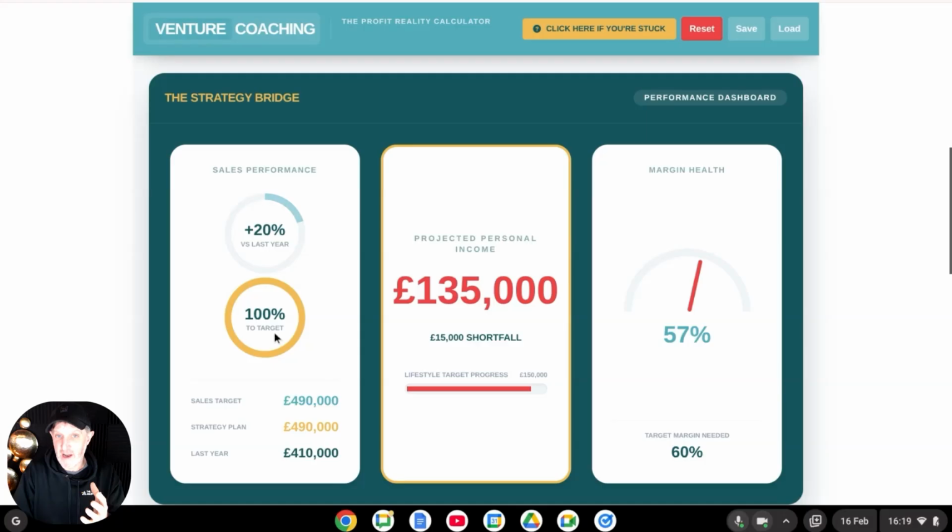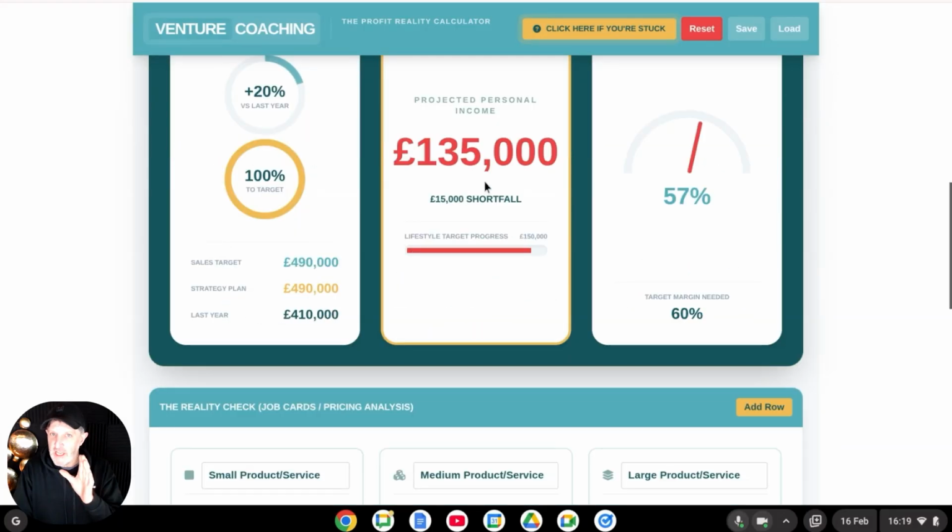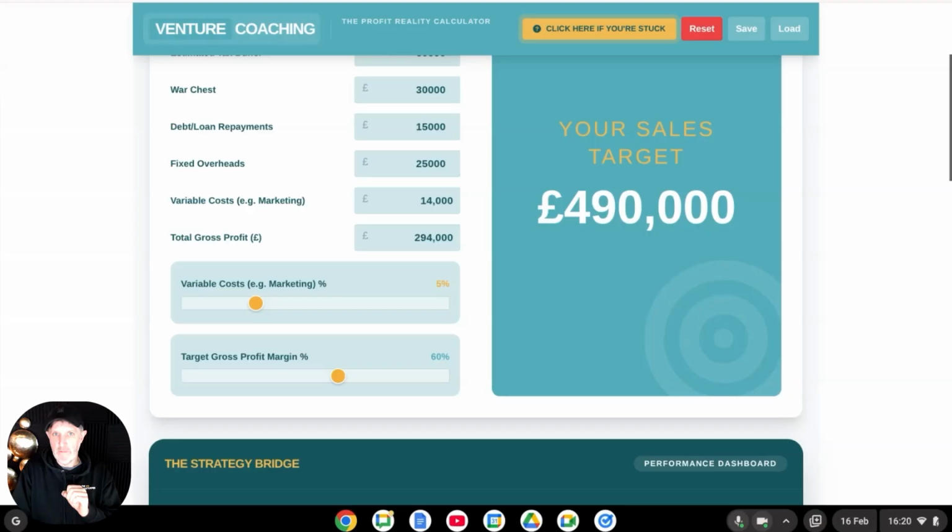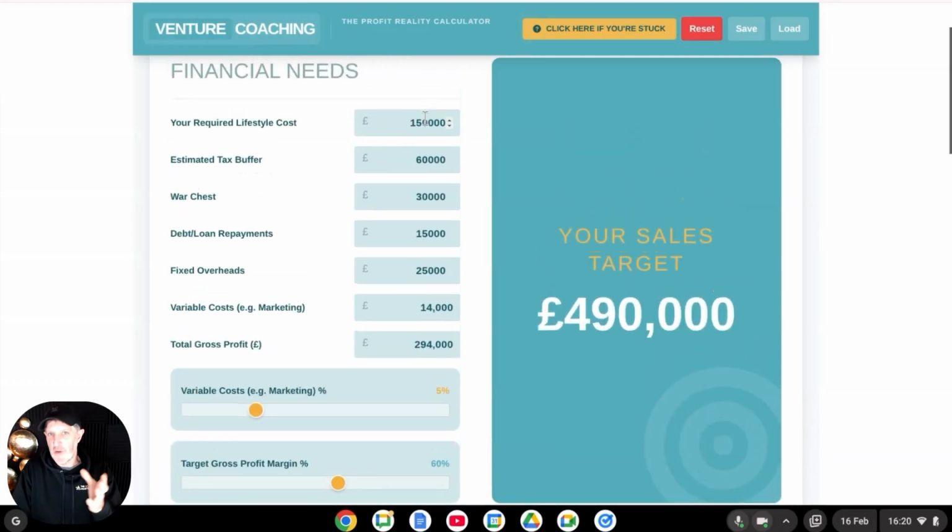Great. I've hit target. Great. But we're actually only going to earn 135,000, which means there's going to be a shortfall of £15,000. Where's that shortfall going to come from? Well, your pocket. You're not going to earn 150,000.